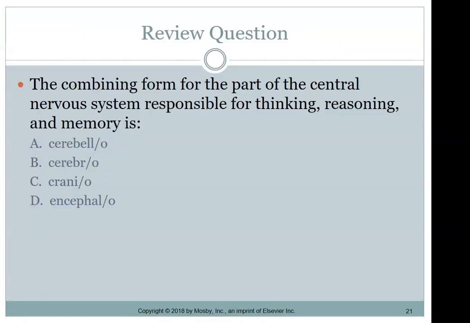Review question. The combining form for the part of the central nervous system responsible for thinking, reasoning, and memory is A. Cerebello, B. Cerebro, C. Cranio, or D. Diencephalon. And the answer is B. Cerebro. Remember, cerebro is cerebrum.